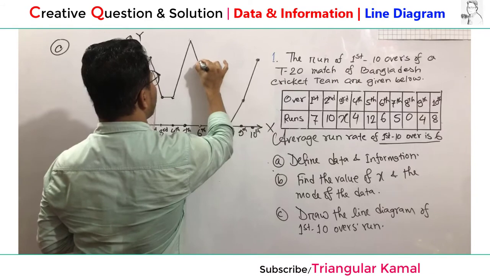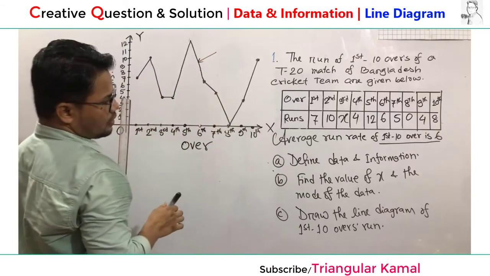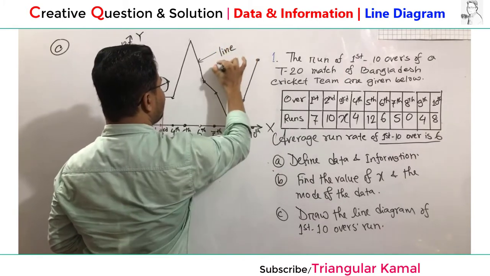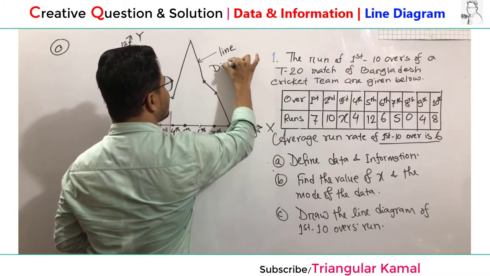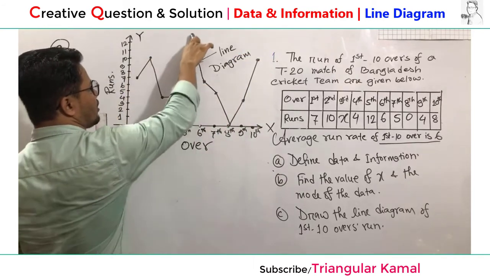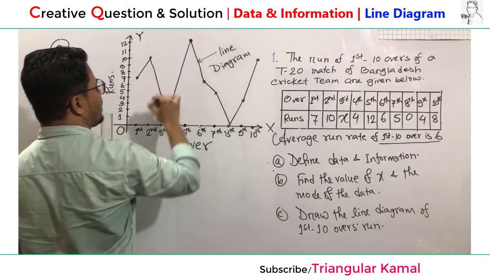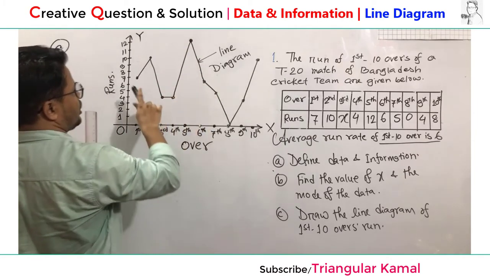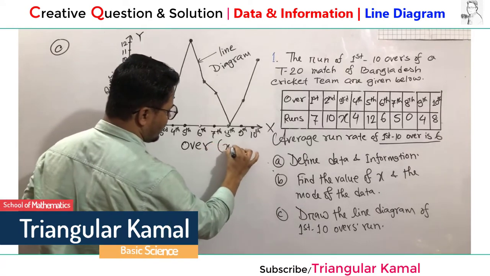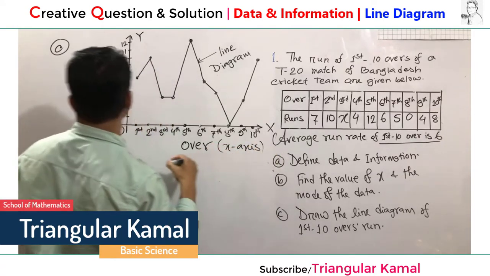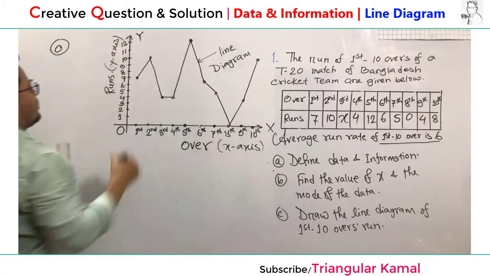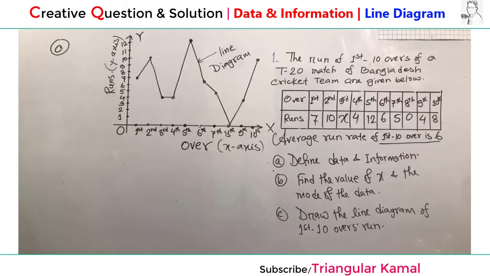This is called a line diagram. It looks like a line, a curve. So this curved line is the line diagram of the first 10 over runs. This is the x-axis, overs, and the y-axis, runs. So my dear students, this is the line diagram.